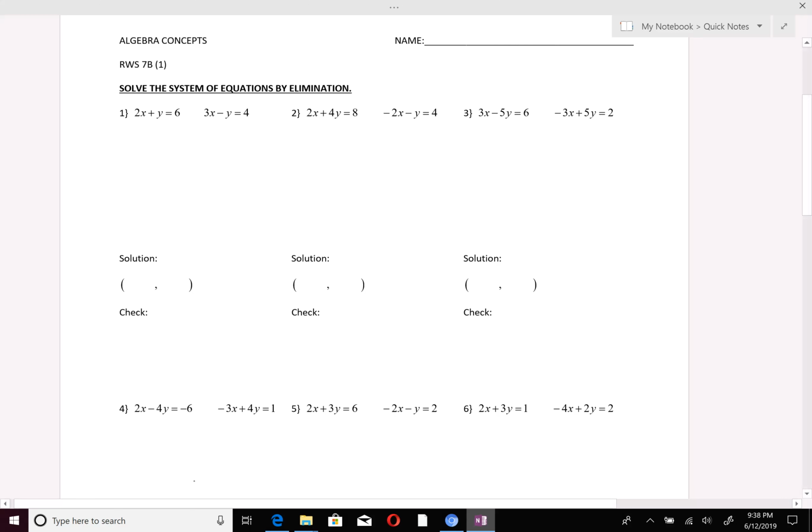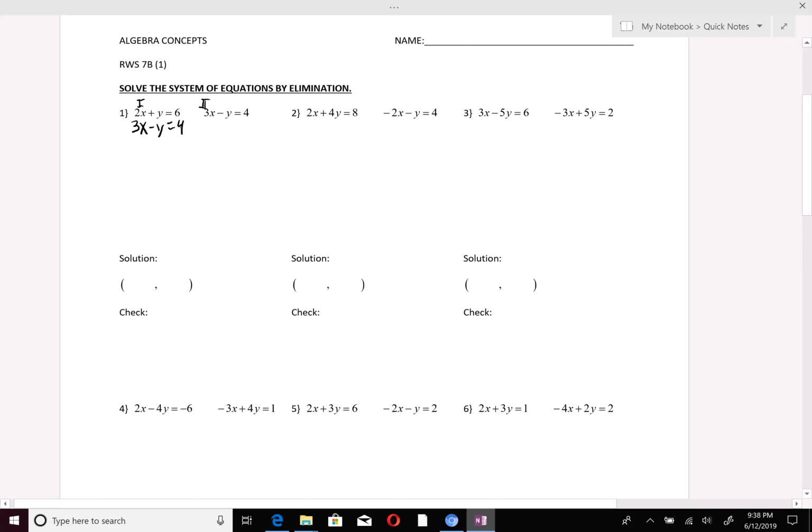For 7b, you have to solve by elimination. And in order to do that, the first thing that you have to do is line the two equations right up underneath each other. So if this is my equation 1, this is equation 2, I'll bring equation 2 right underneath 1. So 3x minus y equals 4.